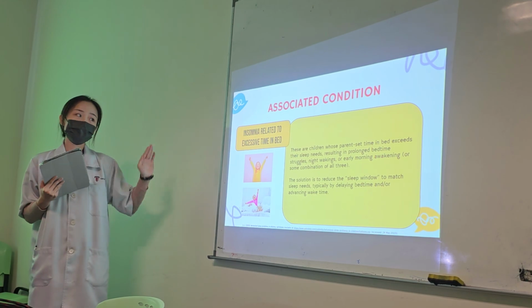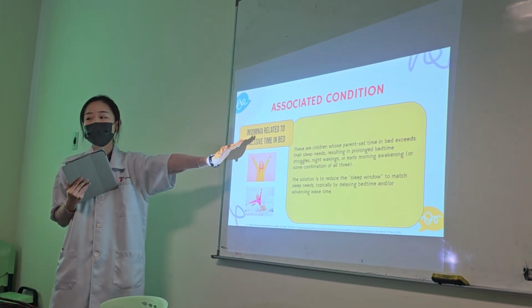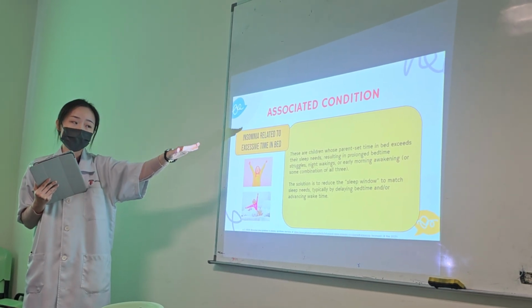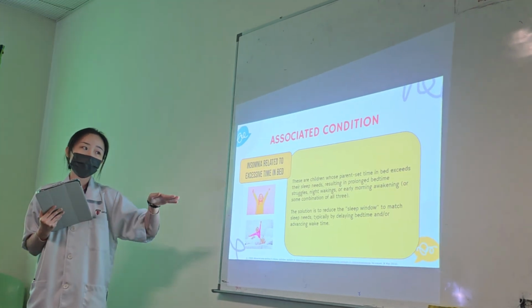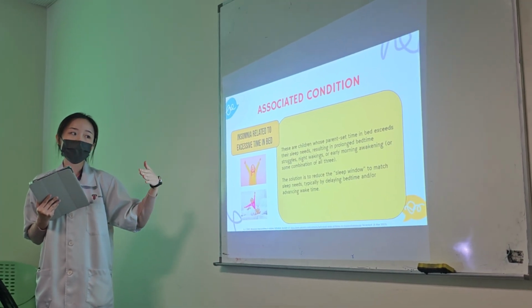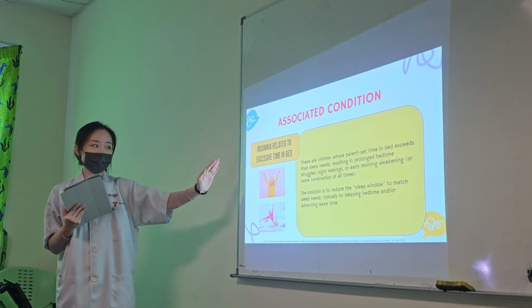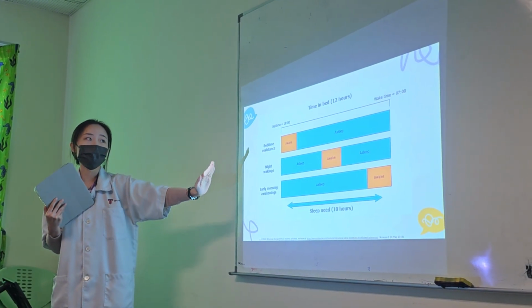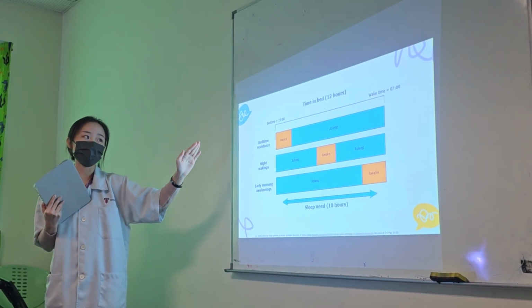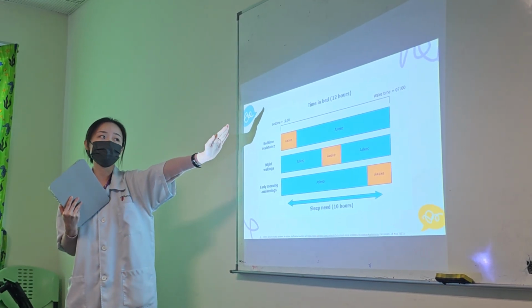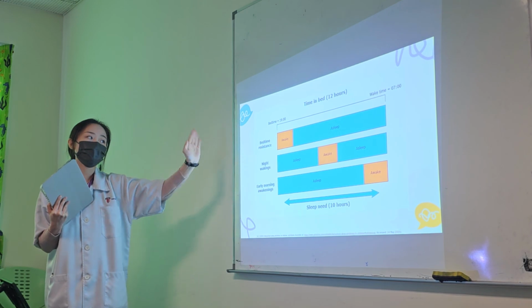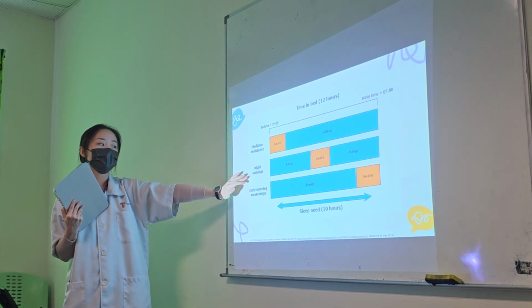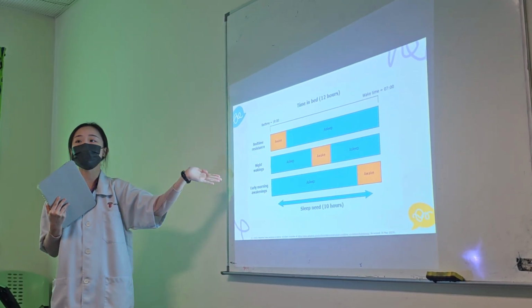The last condition is insomnia related to excessive time in bed. These are children whose parents set time in bed exceeding their sleep needs, resulting in prolonged bedtime trouble, night waking, or early morning awakening, or in some cases a combination of all 3. This is a schematic representation of a child whose sleep requirement is 10 hours but is allotted 12 hours of sleep time in bed. These are the conditions that may happen to this child: a struggle during bedtime, night waking, and early morning awakening, or maybe a combination of these three.